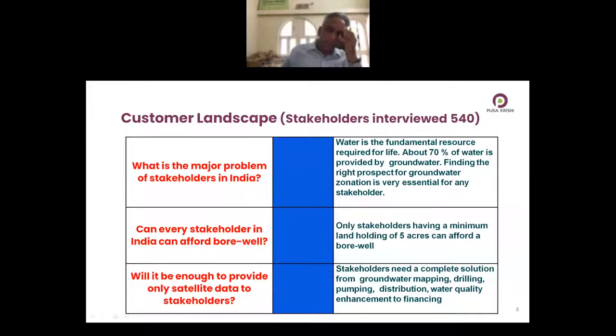Specifically for the departments and PHED, in the Barmer district, we have given 50 sites, out of which 48 were successfully drilled. For them, it is the location: where is the need? They drill where there is a need. For that, they have to find the water, assured that there is groundwater. Now, will it be enough to provide only satellite data to stakeholders? No, sir. Stakeholders need a complete solution, from groundwater mapping, drilling, pumping, distribution, water quality enhancement to financing.